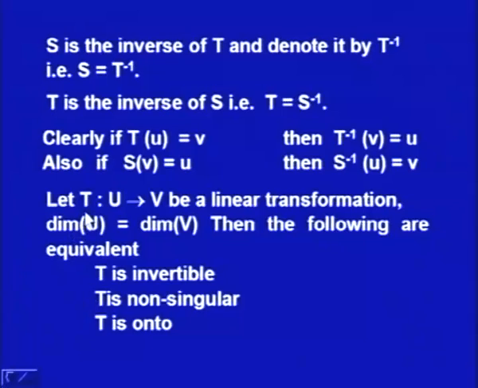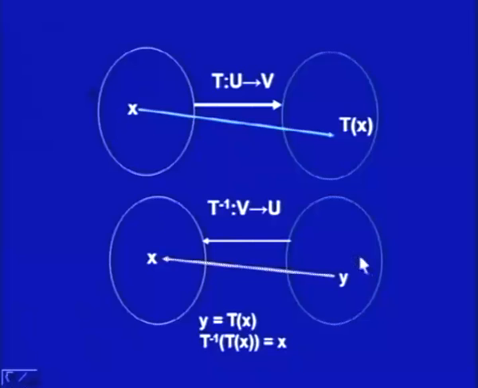Now, we have an important result. It says that if T is a linear transformation from the vector space U into V and dimension U is equal to dimension V, then the following are equivalent, that is T is invertible, T is non-singular and T is onto.